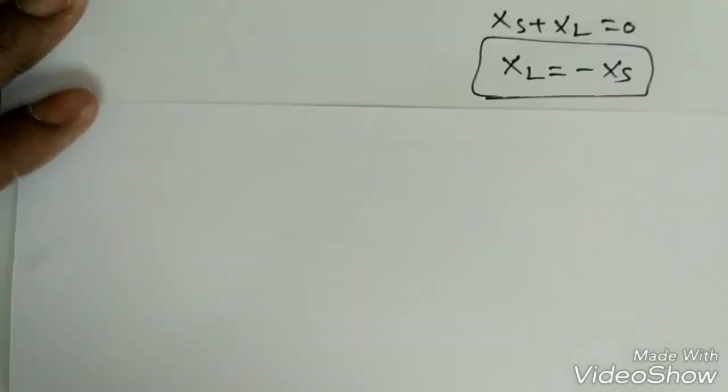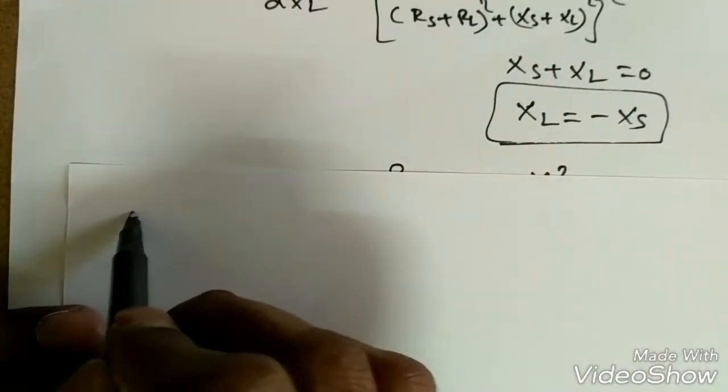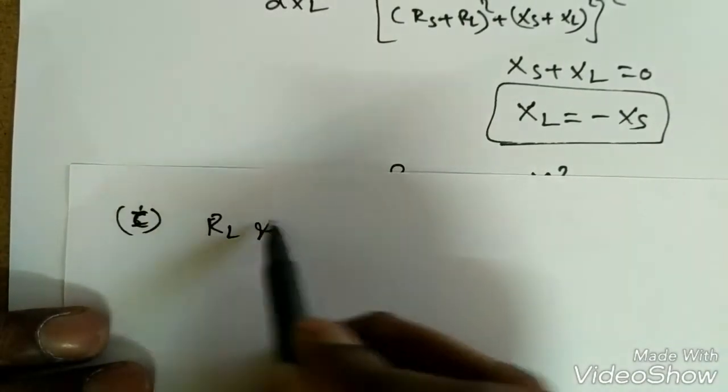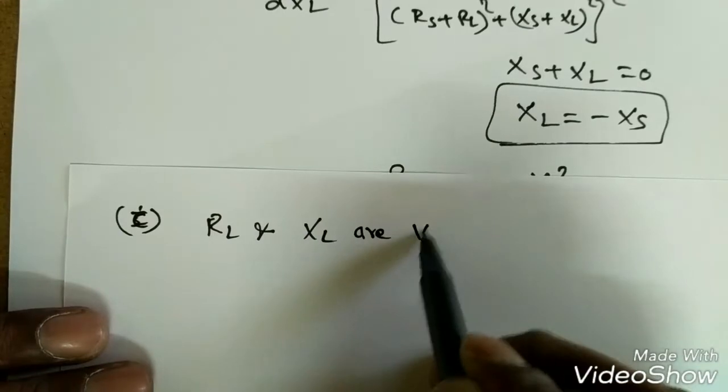And the last one is where both are variable, right? So part C, RL and XL are variable.